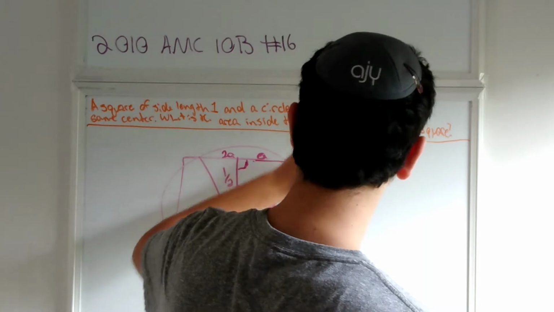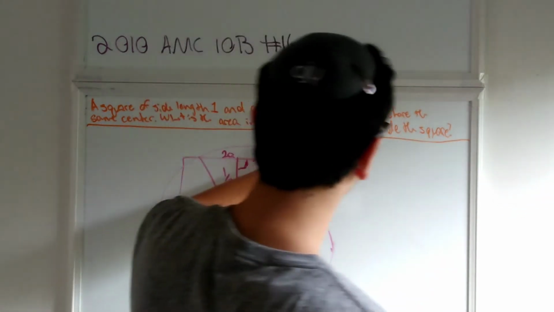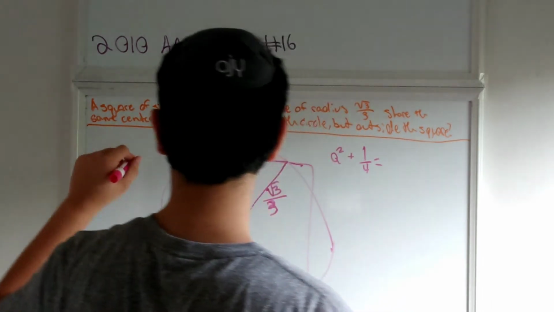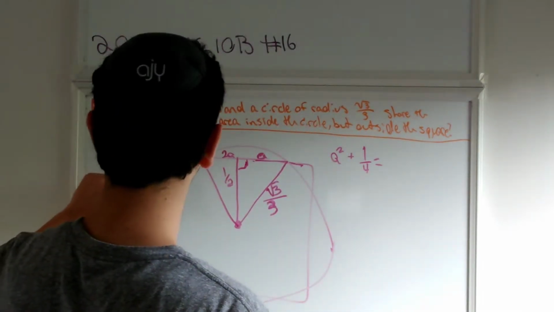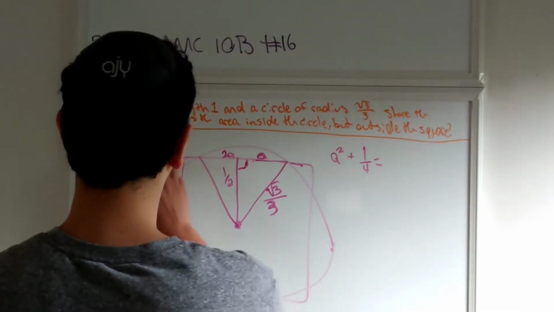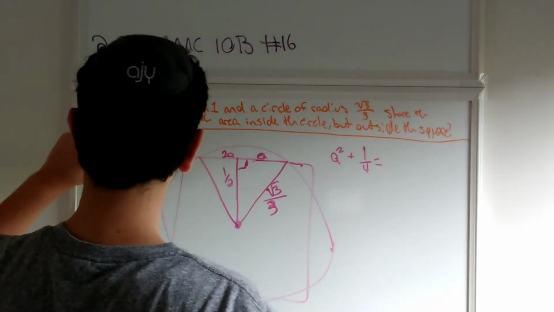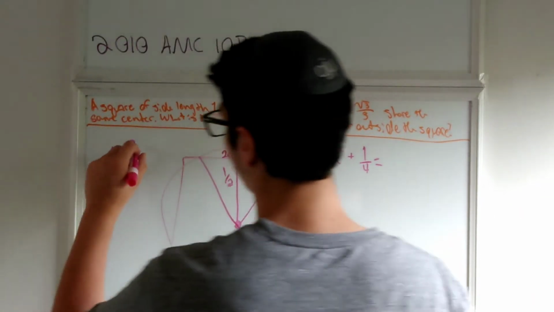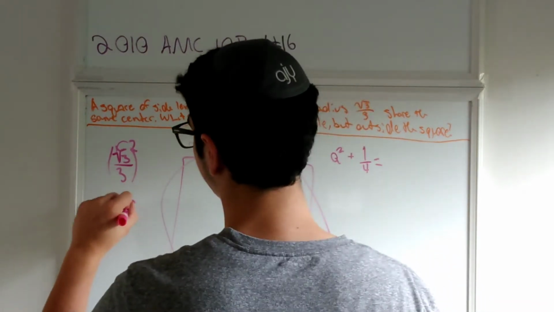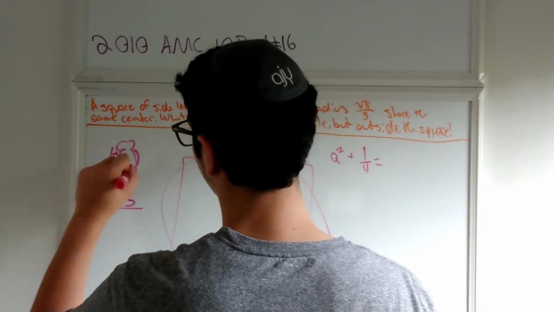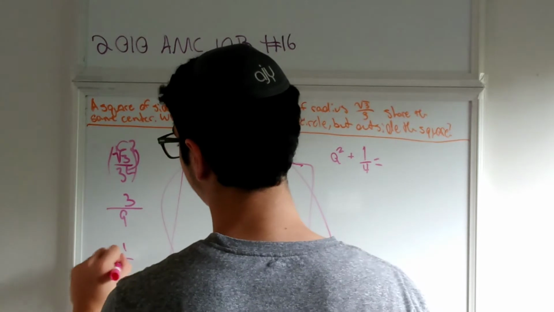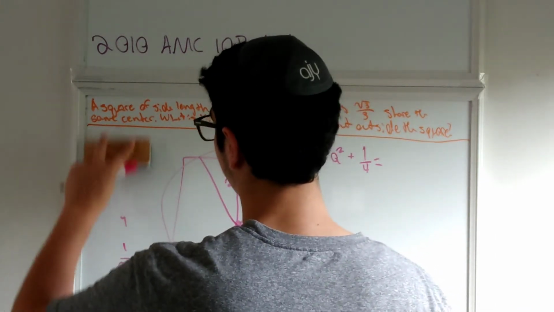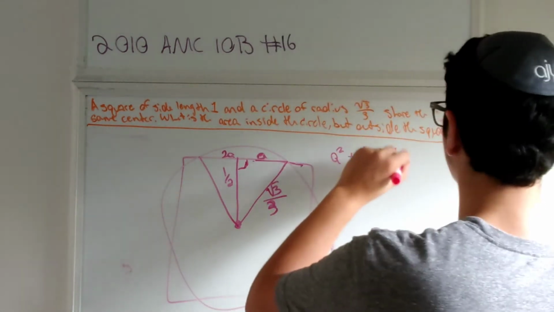a squared plus 1/2 squared, which is 1/4, is equal to square root of 3 over 3, and as we've said before, that is equal to square root of 3 over 3 squared. That's going to be square root of 3 squared, which is 3, over 3 squared, which is 9, so we are left with 1/3. And so it's going to be equal to 1/3.